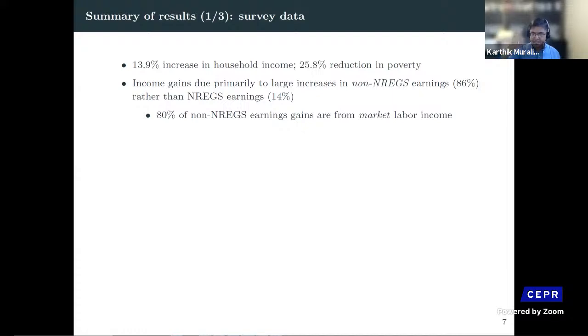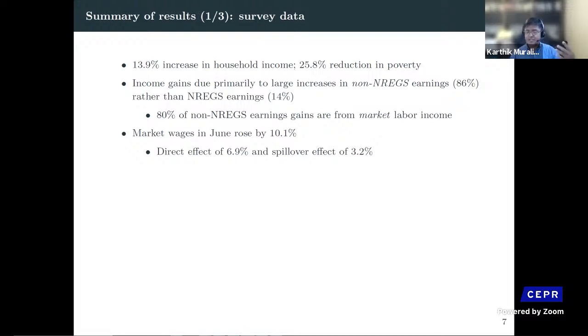But the second really aha moment for us was seeing that these income gains are primarily happening not because of NREGA, right? The non-NREGA earnings account for 86% of this income gain, and the NREGA itself is only about 14%. And out of that 86% of non-NREGA gains, about 80% of that is coming from market labor income, okay? So this is what people are earning for their labor, but outside the NREGA. So how are these market earnings going up so much? The first thing is that we see that market wages rose, and they rose substantially, right? They rose by 10% in June.